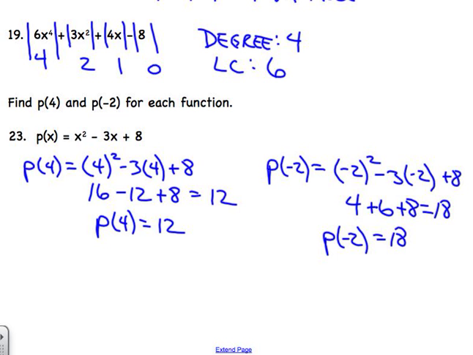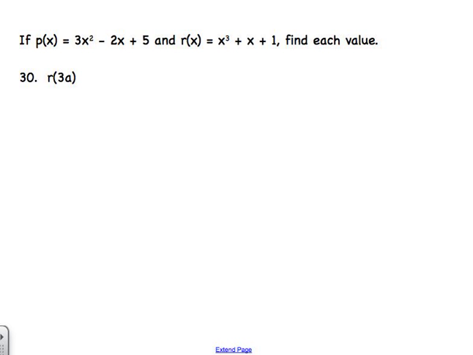Last but not least, number 30. Same kind of idea as the other two problems, but instead of just a number, we're plugging in a number and a variable. We're going to figure out what r of 3a is. Wherever there was an x, we're going to plug in a 3a. So that much stays the same. So instead of x cubed, we now have 3a cubed. Instead of x, there's another 3a and then a 1.